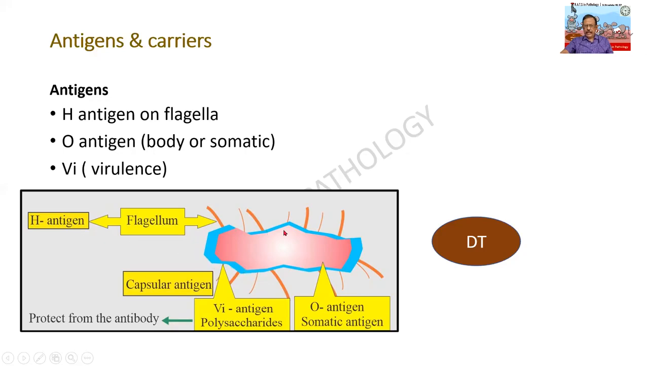The blue color is a capsule. So there can be a capsular antigen. And it is responsible for the virulence, and hence it is called the virulent antigen, made up of polysaccharides. It protects the organism from the antibodies. And then the last one will be the somatic. Somatic means body. So the O antigen is the somatic antigen. These three antigens, kindly remember, draw this picture.